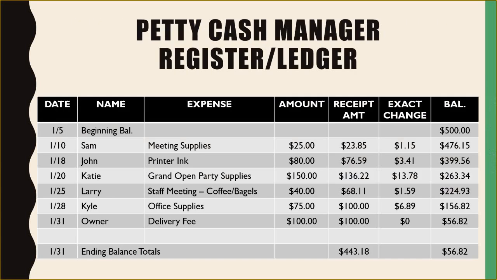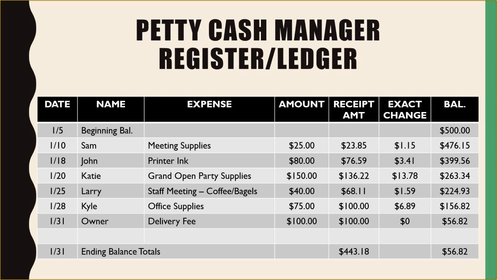Okay, so here let's take a look at an example of what a typical petty cash register looks like. Okay, so you can refer to this as a register, a ledger. Okay, this is separate from your actual accounting ledger. This one is for whoever is in charge of the petty cash. It's their way to keep track of all the money that's leaving and entering.